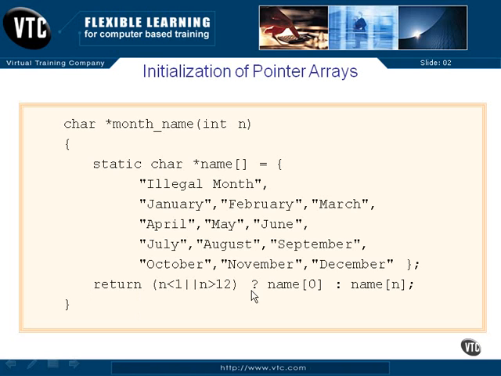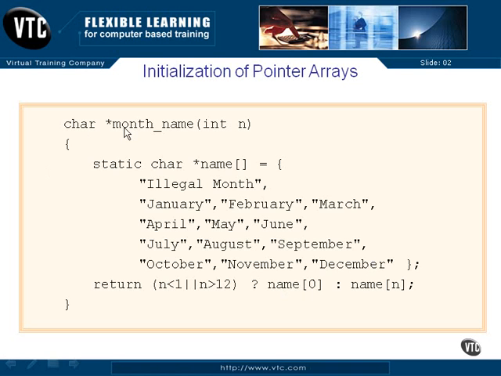Now here's our return. Our return is going to use our little decision operator that we looked at, our comparison and return operator that we looked at a long time ago. We're going to do a quick check here and find out if n is less than 1 or n is greater than 12. That's an invalid month. And if that happens to be true, we will return this first value, which is name sub 0. And name sub 0 is the pointer. Remember, this is a 13-element array because we have 13 elements here from illegal month through December. It will return the pointer stored in name sub 0.